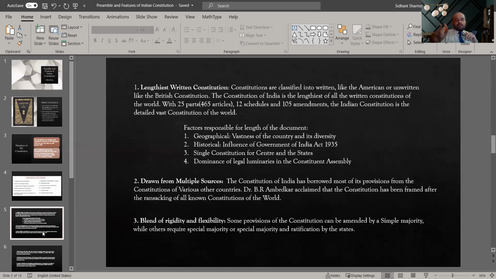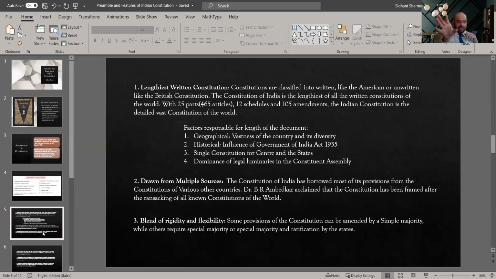So, the constitutions across the world are classified into written, that have a document, as well as the unwritten constitution, such as the British Constitution. The Constitution of India is the lengthiest document of all of the constitutions. It has 25 parts, 12 schedules, with 105 amendments and around 465 articles.